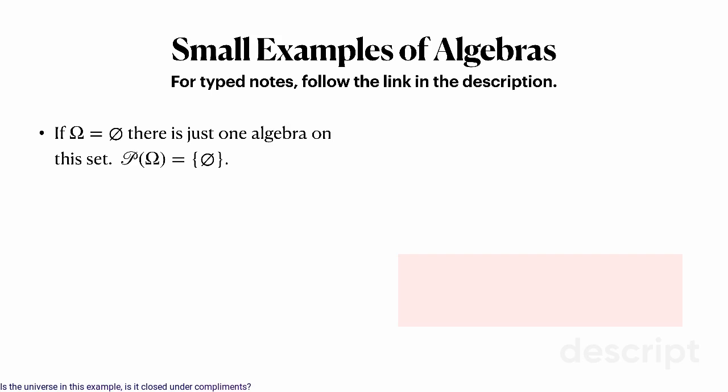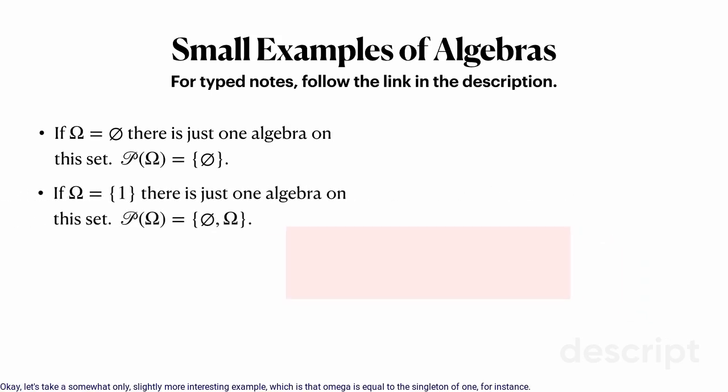Is it closed under complements? Well, the complement of the empty set, right? We only have one thing to check, the complement of the empty set, and that is the empty set because our universe is the empty set. And it contains that. So check, it is closed under complements. And is it closed under unions? Of course, empty set union empty set is empty set. So it contains that, therefore closed under unions.